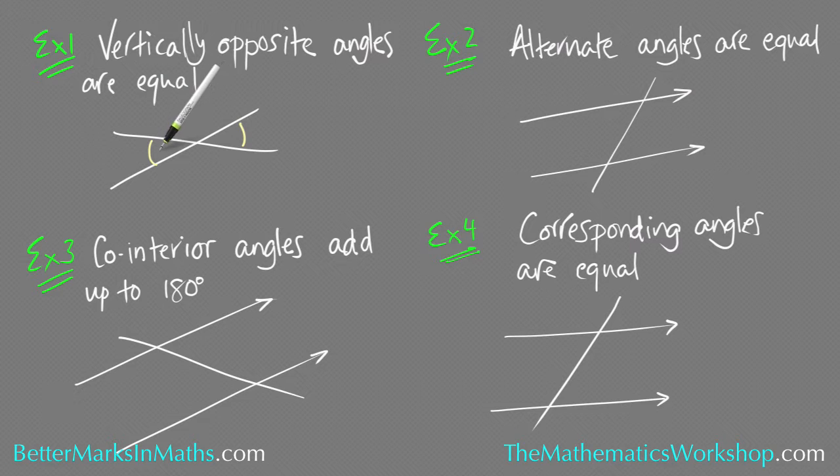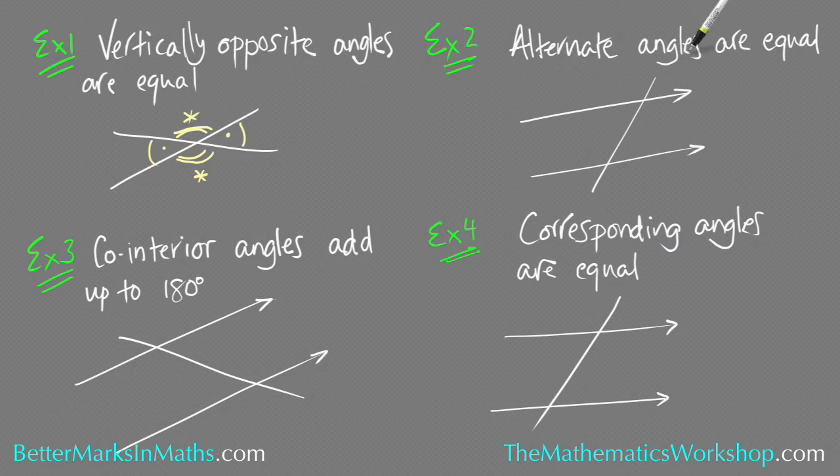So if this angle here was 30 degrees, this would also be 30 degrees. And also these two angles here, this one and the one underneath it, are vertically opposite and therefore equal. Whatever this angle is, let's say it's 150 degrees, then the one vertically opposite would be the same as this one. So that's vertically opposite angles. These two are vertically opposite and these two are vertically opposite.